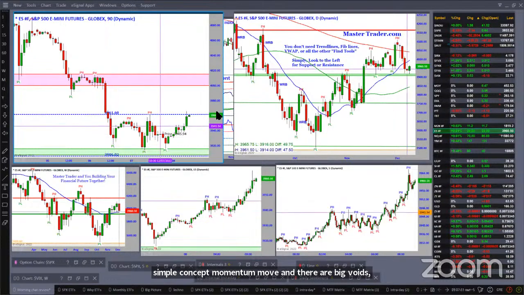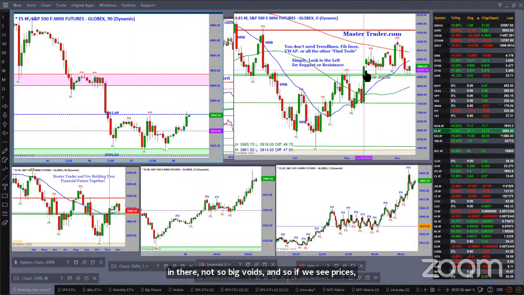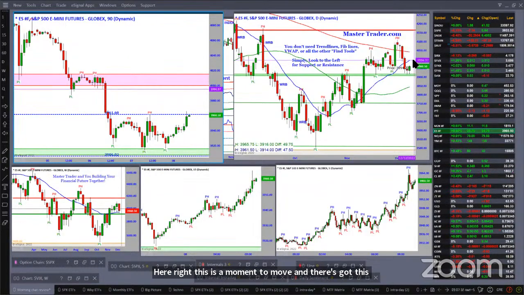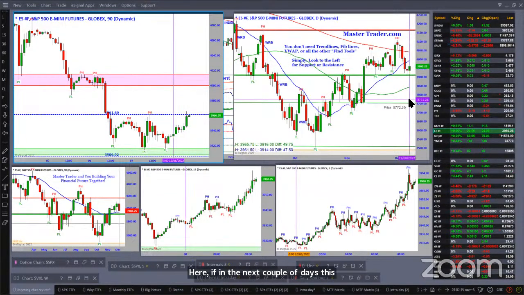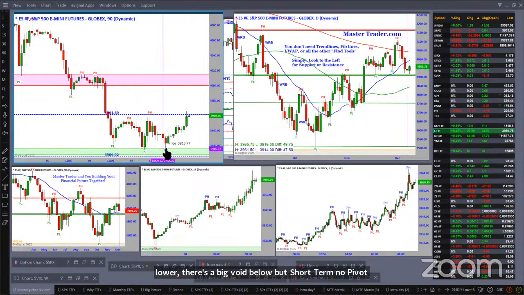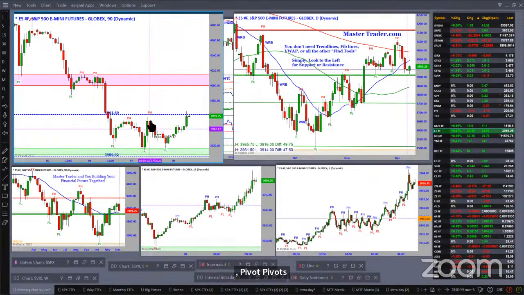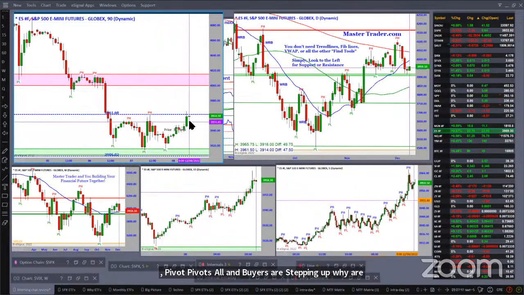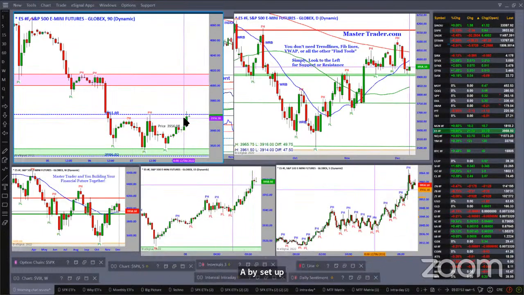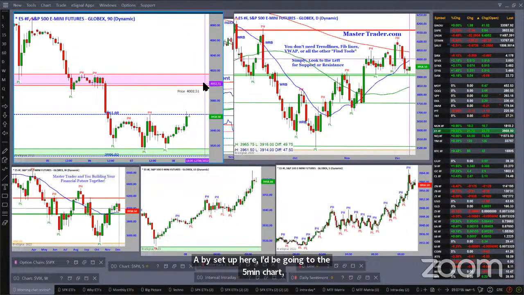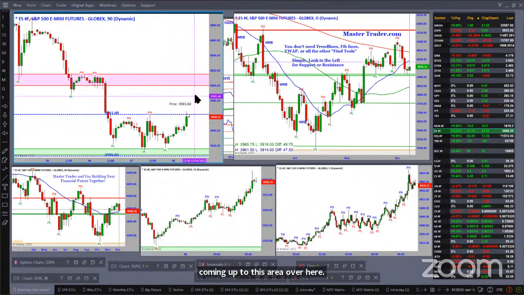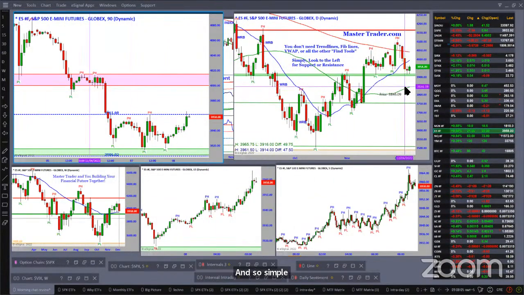And so if we see prices enter this area here, right, this is a momentum move, and there's got this congestion here. If in the next couple of days this fails and heads lower, there's a big void below. But short term, pivot, pivot, pivot. So buyers are stepping up. Why are they stepping up? Look to the left. Here's resistance. If we can get some type of a buy setup here, right, I'd be going to the 5-minute chart. Some consolidation here, well, then we'd be targeting coming up to this area over here. And so simple concepts, short term and more intermediate term.